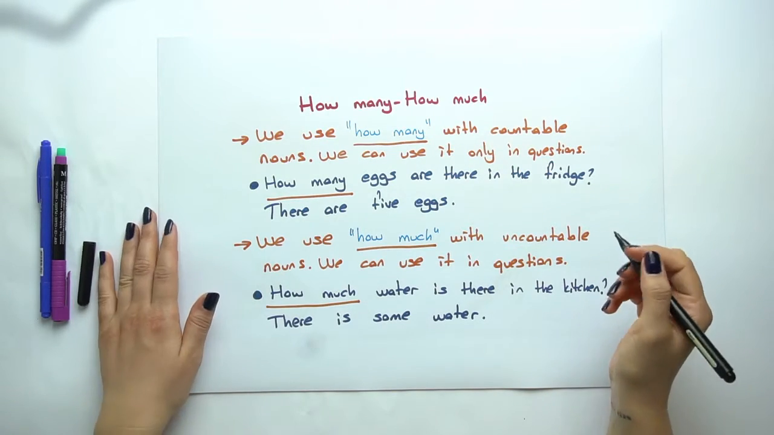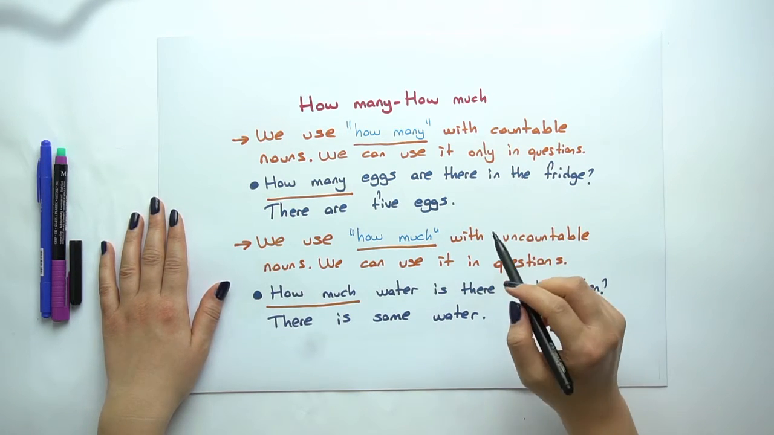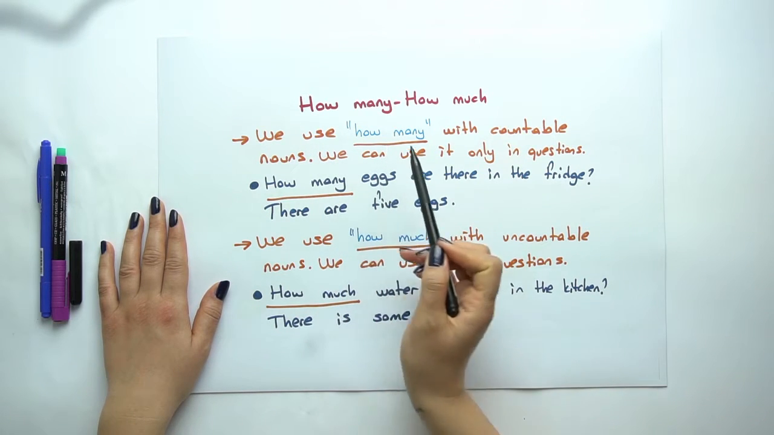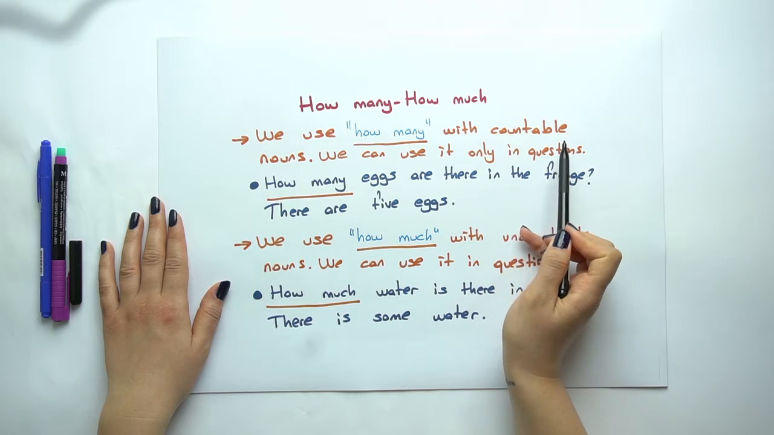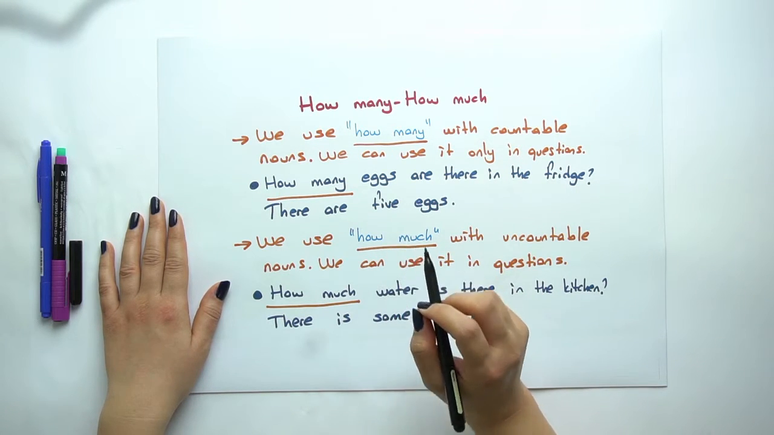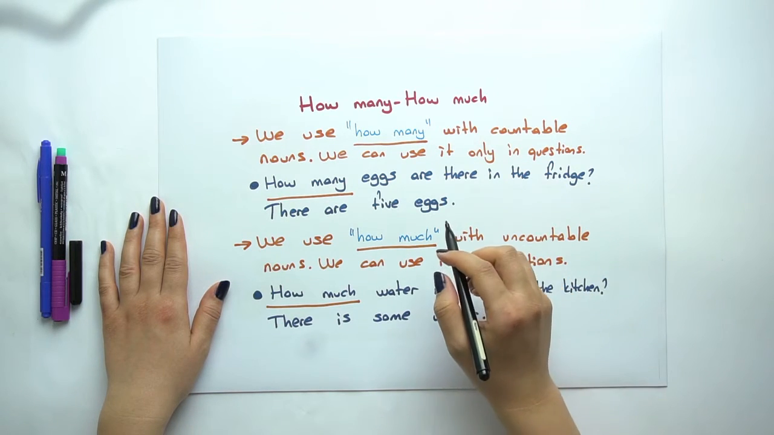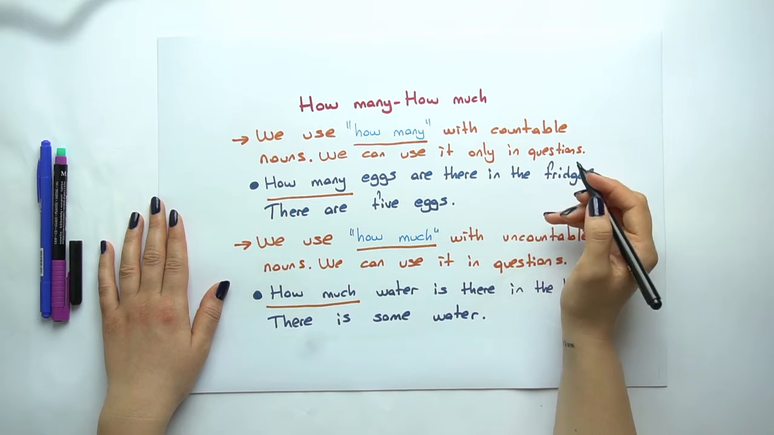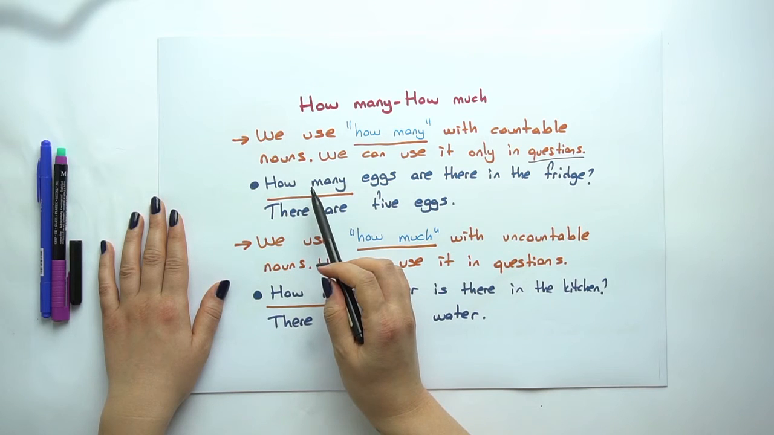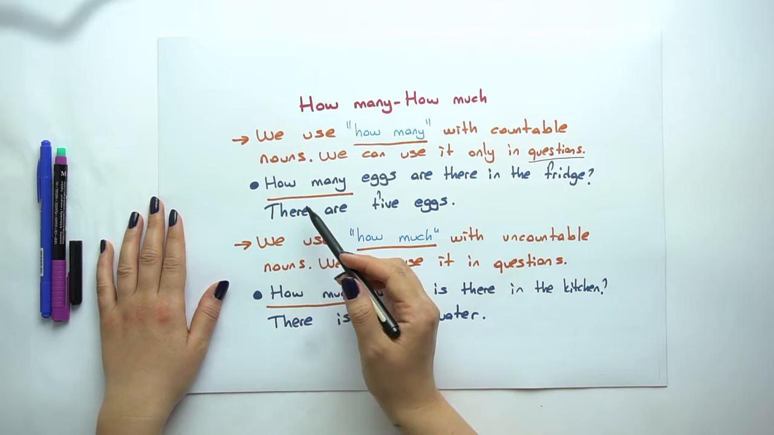And now we will continue with how many and how much. First, we will talk about how many. We use how many with countable nouns. Please be careful about this part. We can use how many only with countable nouns, okay? And also, we can use it only in questions. And we use it at the beginning of the question sentence. Let's have a look at the example.